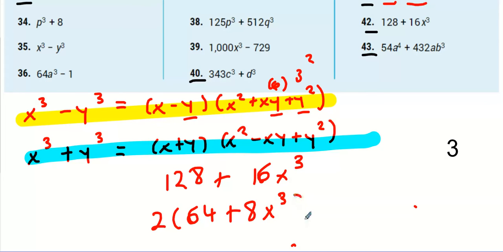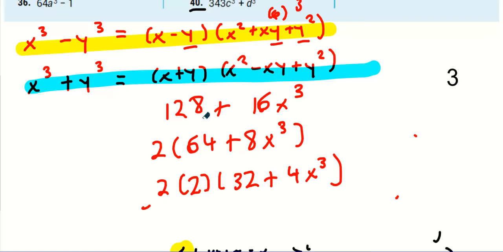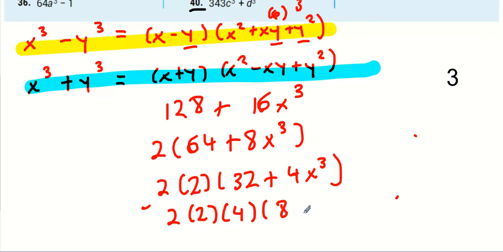Take out another 2. So what do you get this time? 2 times what? 32 and 4. I think most of you now would tell that you could take out 4 as well, wouldn't you? So we take out 4 this time. So it's going to be 2 times 2 times 4. I said we'll take out 4 this time, but that's my bad. Now, can anybody tell me what do I do with the 2, the 2, and the 4? I times them to get 16, isn't it?